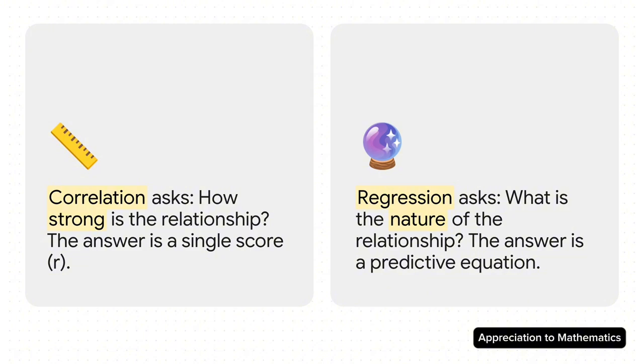Correlation asks one question: how strong is the relationship? And its answer is that one single score. But regression asks a different question. What is the exact nature of that relationship? And its answer is a predictive formula, a tool. See? Two different tools for two very different jobs.